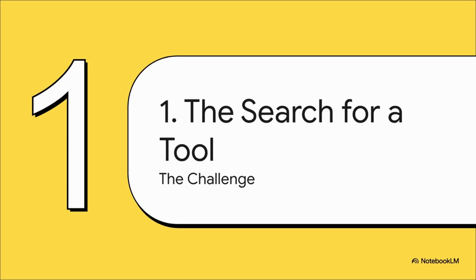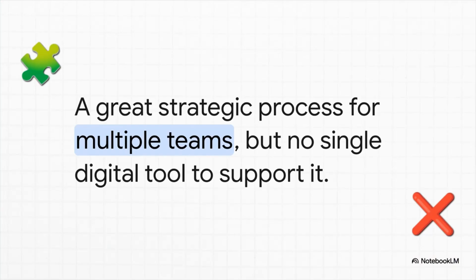Let's find out. Okay, so first up, a process in search of a tool. Let's set the scene. We're talking about a nonprofit called SOS Kinderdorf. They had developed a really smart, really sophisticated strategic process for their LinkedIn posts, but it involved multiple teams, different approval stages. You get the picture. And that was the problem right there.